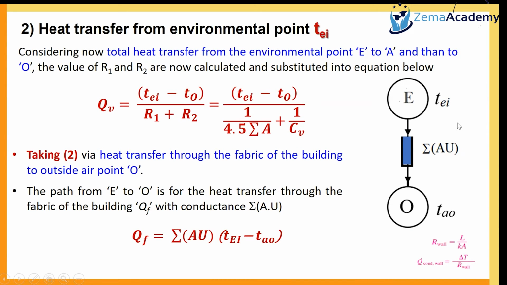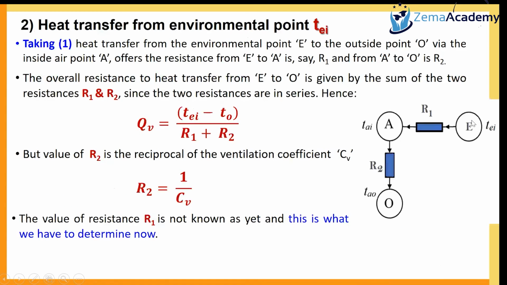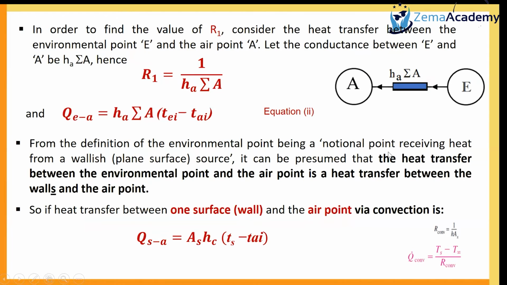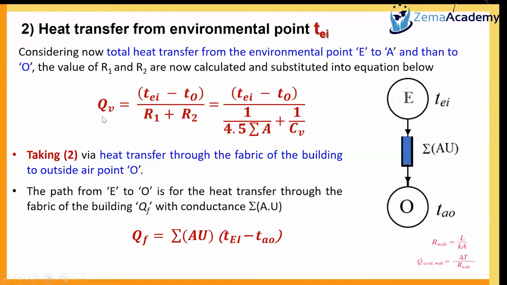Now looking at the second mode of heat transfer. So the first part of this equation, we have come up with the equation for this part, that is E to A and A to O, which involves this convective heat transfer and this heat transfer, and you can see that I have expressed myself with the heat loss through ventilation. This term is accommodating the convective E to A, and this is A to O.